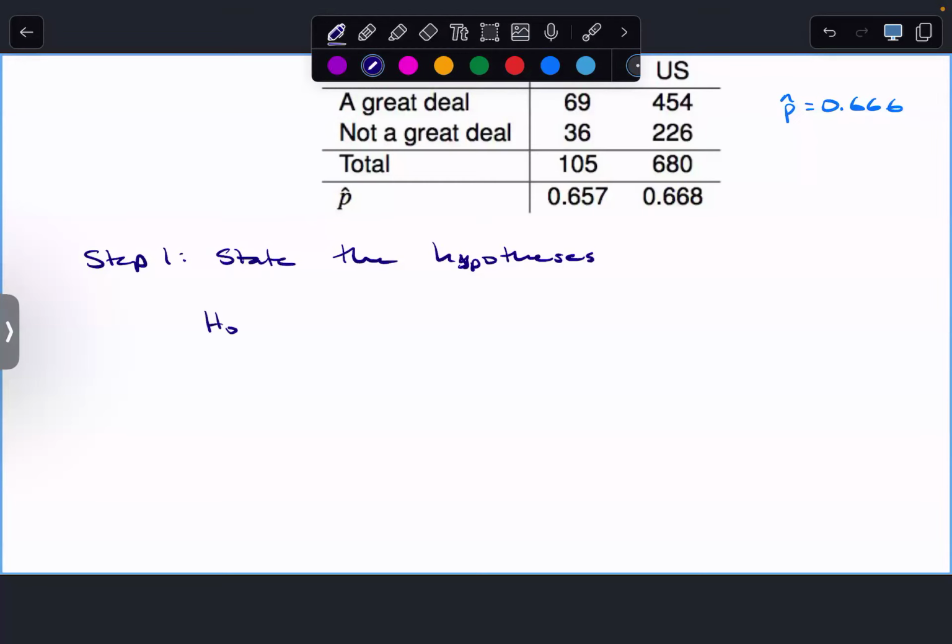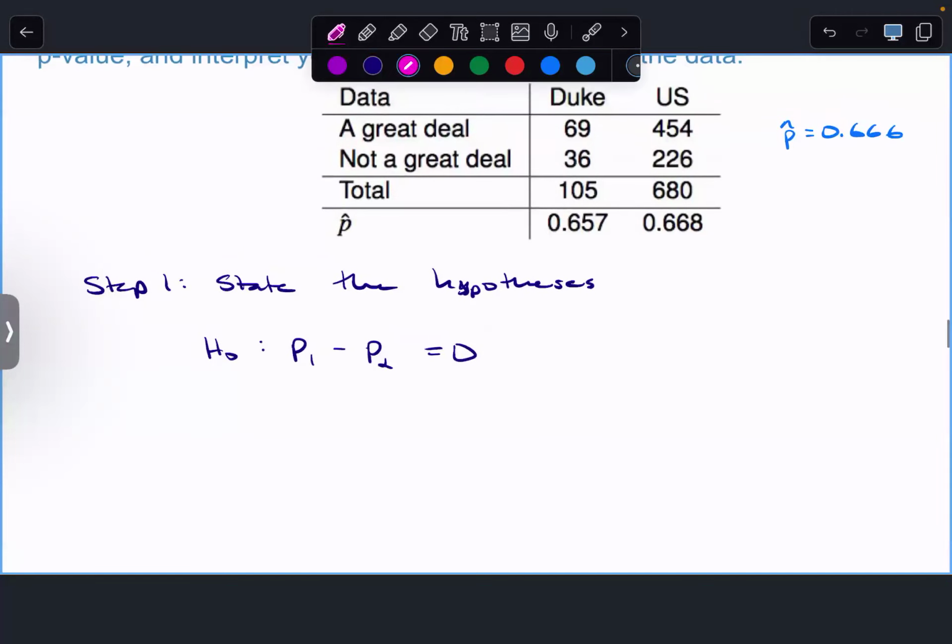We said from our formula sheet, or just looking at the problem, that what we want to hypothesize about is whether P1 minus P2 is equal to 0, or if you prefer, P1 equals P2. Now, this is hard to keep track of 1s and 2s. So in your null and alternative hypotheses, I want to see question-specific subscripts, or you can say something like, let 1 be Duke and 2 be the US.